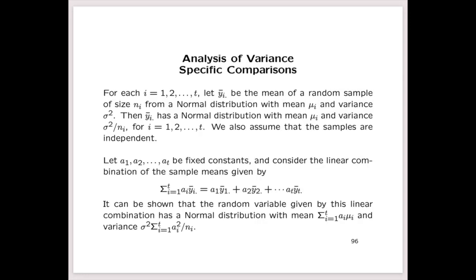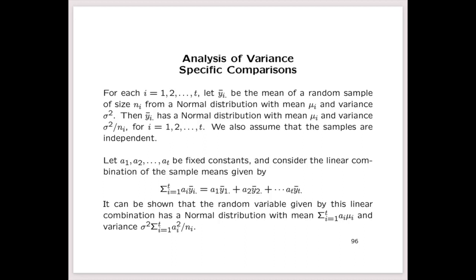For each i going from 1 up to t, let y bar sub i dot be the mean of a random sample of size n sub i from a normal distribution with mean mu sub i and variance sigma squared. Then y bar sub i dot has a normal distribution with mean mu sub i and variance sigma squared over n sub i. We also assume that the samples are independent of each other.